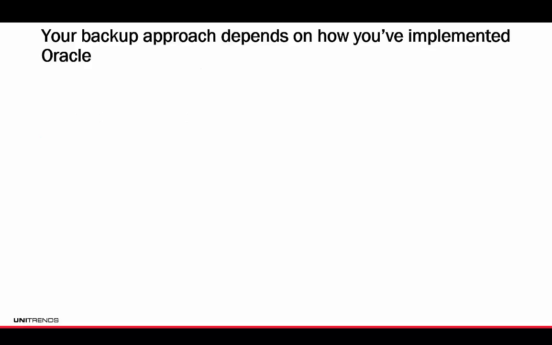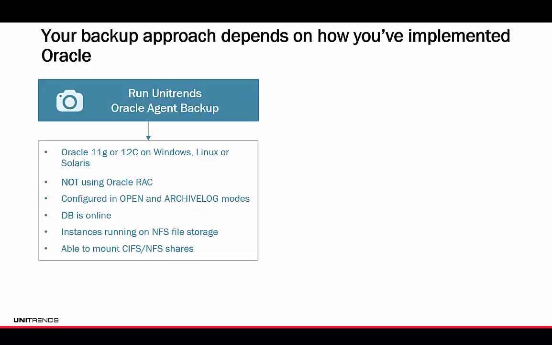Your backup approach depends on how you've implemented Oracle. So if you're running Oracle 11G or 12C on Windows, Linux, or Solaris, in most cases you can use the Unitrends Oracle Agent Backup. If you're not using Oracle RAC, which is Real Application Clustering, if your databases are configured in open and archive log modes, that's very important. If you're not using RAC and your databases are configured in open and archive log modes, your database must also be online. Your instances must be running on an NFS file storage, and you must be able to mount that CIFS or NFS share.